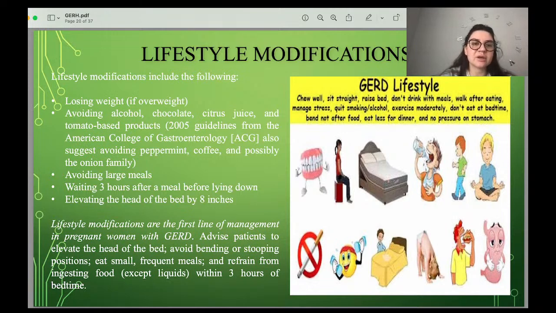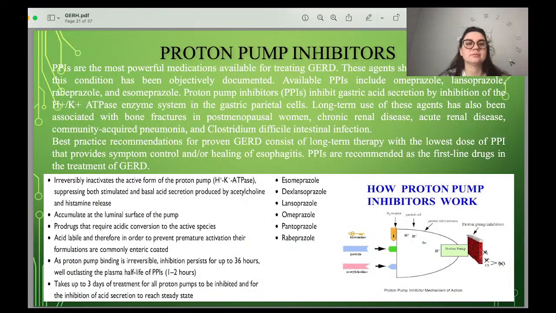Lifestyle modifications are the first line of management, as I told, in pregnant women. Advise the patient to elevate the head of the bed, avoid bending or stooping positions, eat small frequent meals, and refrain from eating food except liquids within 3 hours before bedtime.